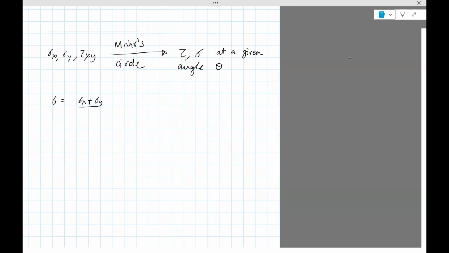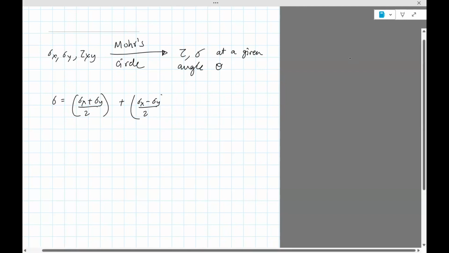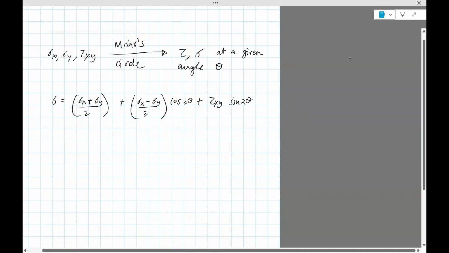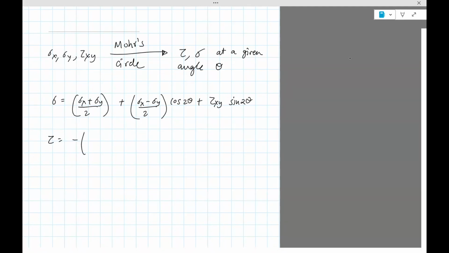sigma x plus sigma y divided by 2 plus sigma x minus sigma y divided by 2 times cosine 2 theta plus tau xy sine 2 theta, and tau is minus sigma x minus sigma y divided by 2 sine of 2 theta plus tau xy cosine 2 theta.